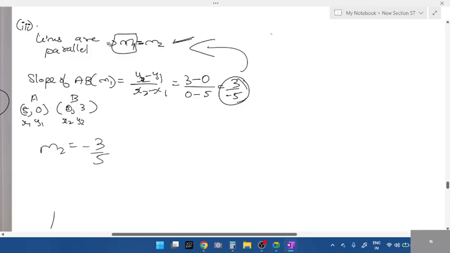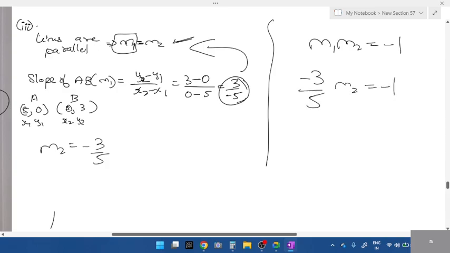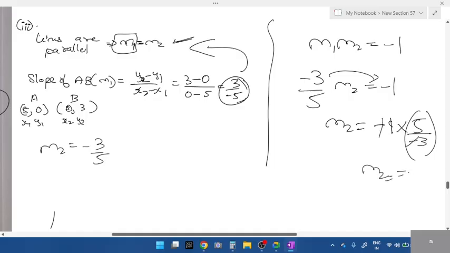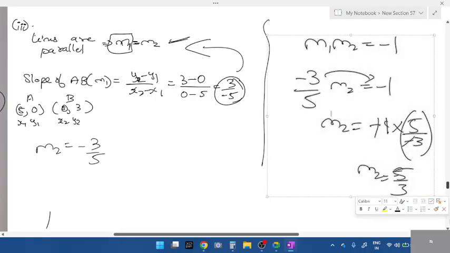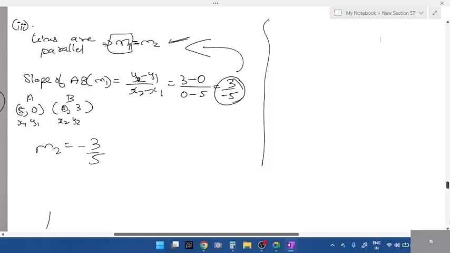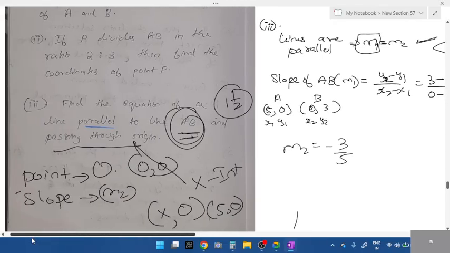If it is perpendicular, M1 into M2 is equal to minus 1. You would have taken minus 3 by 5 into M2 is equal to minus 1. Shift this side. Minus 1 into 5 divided by minus 3. Minus and minus get cancelled. M2 would have been 5 by 3. If it was perpendicular, the word perpendicular is given. But here it is parallel. That's it. This is the slope we need, M2.